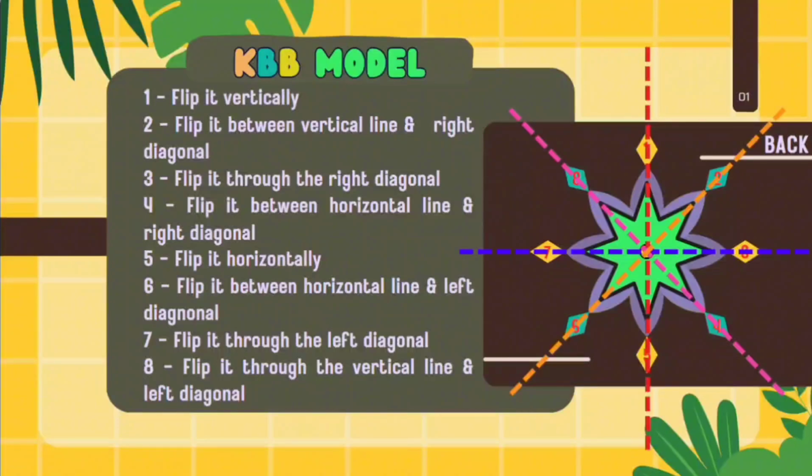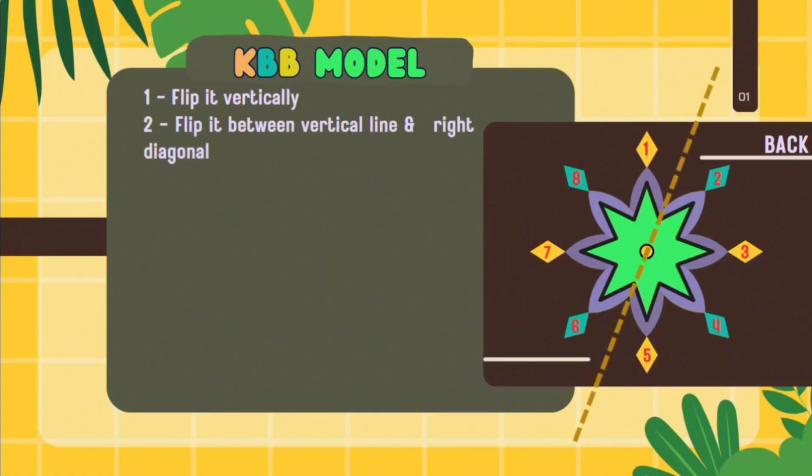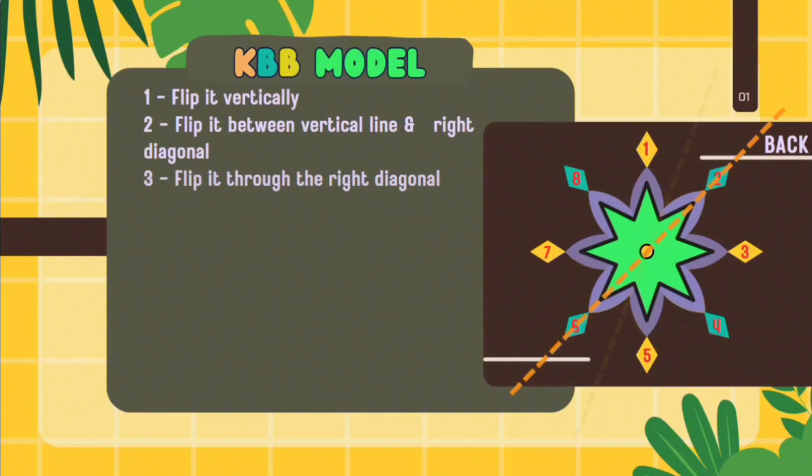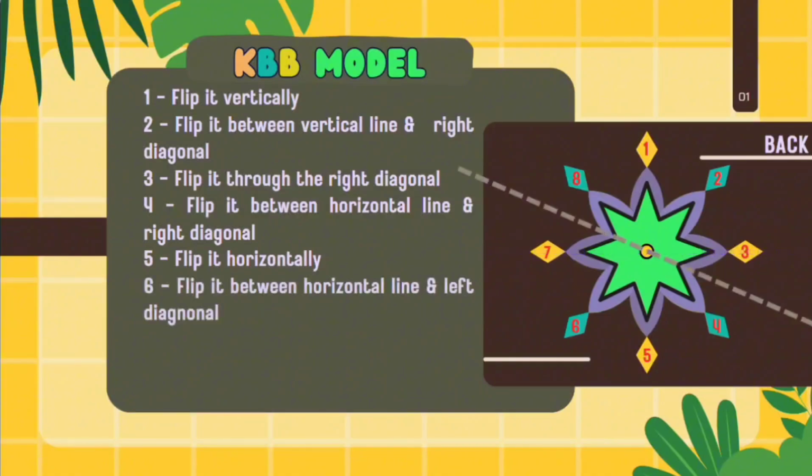Next is my geometric model's flips. As you can see, there is a line. Follow it and flip it vertically. 2. Flip it between vertical line and right diagonal. 3. Flip it through the right diagonal. 4. Flip it between horizontal line and right diagonal. 5. Flip it horizontally. 6.